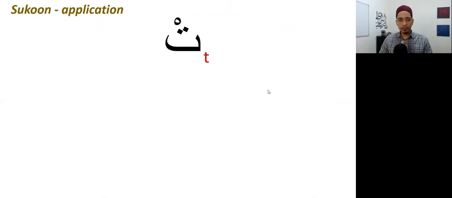Okay. Now we're going to go through each letter one by one and touch up on the sound. If there's any important small tajweed rules, we'll speak about it. But so far, I want to know, is everyone with me on how to read a sukoon in a word? Are there any beginners that found severe difficulty with that? Are you following me at least? It's very important.